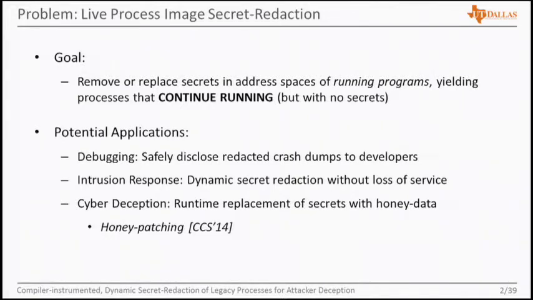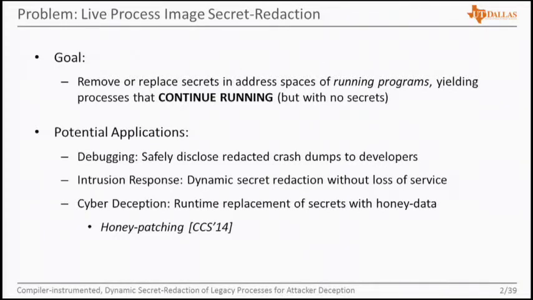For example, in the event of a program crash, we want to safely release process dumps to developers for debugging purposes. One could think of first redacting the address space of that program before releasing that dump, so that we don't disclose secrets that could be stored in memory before the crash.